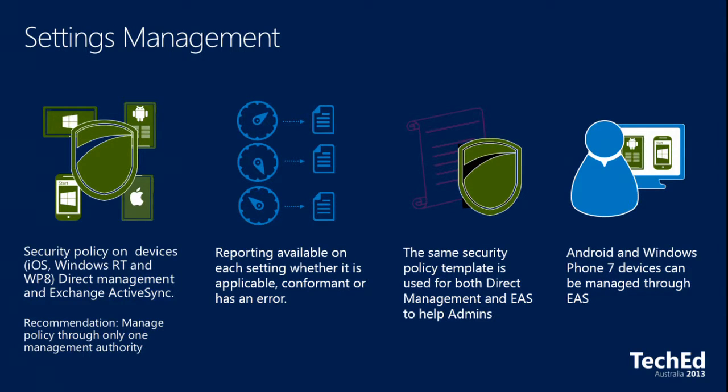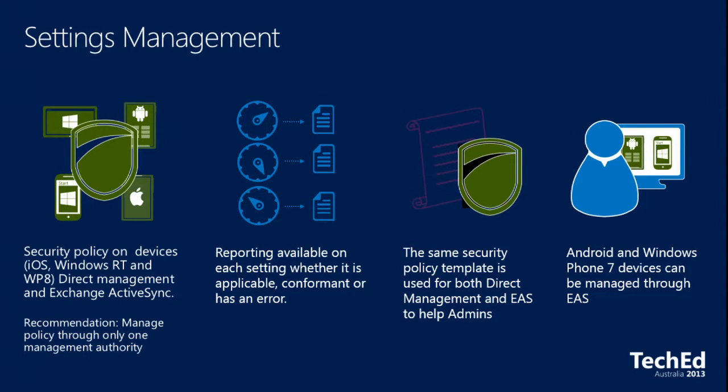Now, much like Config Manager, we give you a reporting interface to tell the administrator whether the policy is relevant for the device and whether the device is conforming to that policy. So if you try to push a policy to a device and that policy can't be enacted, for example, you might have a policy like encrypt the device. Well, the device might not be capable of encryption, and Intune's smart enough to know that, and it'll tell you.